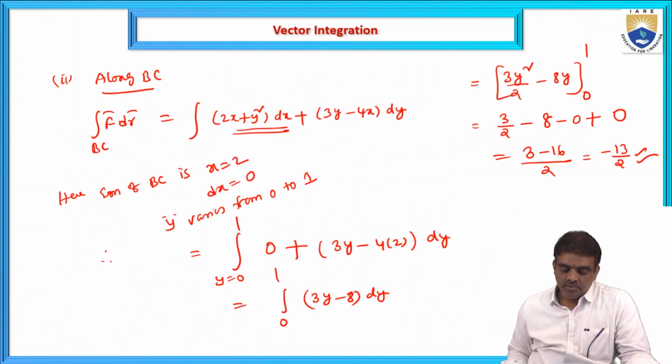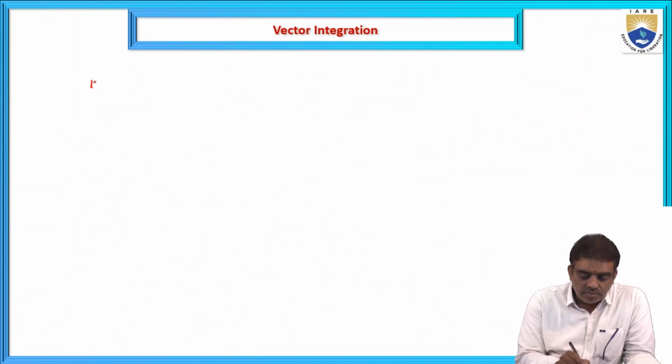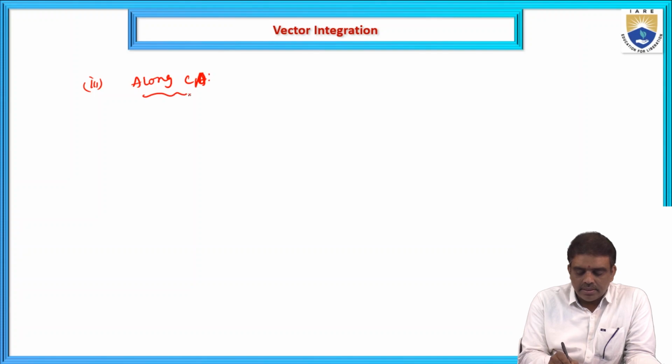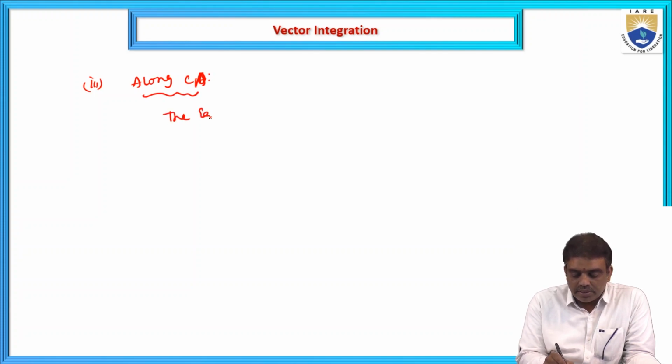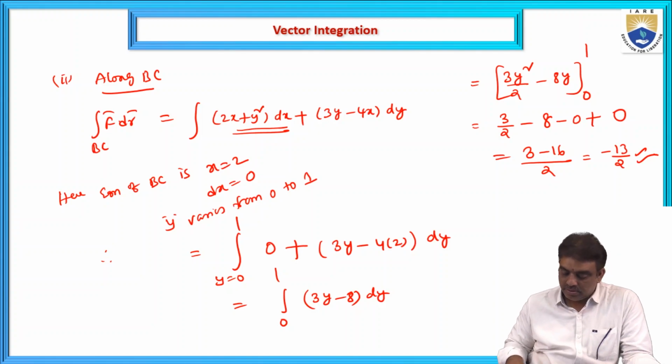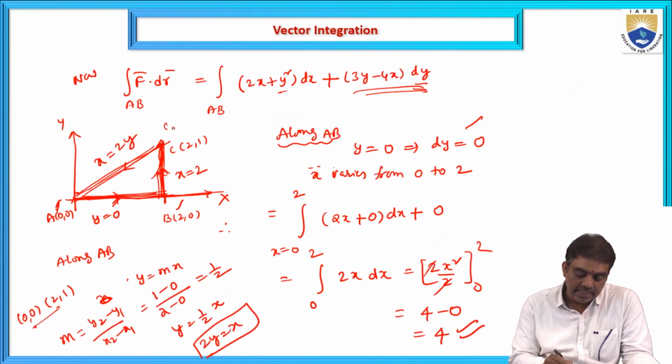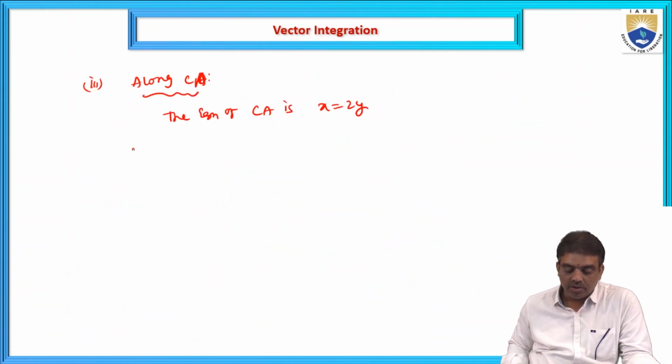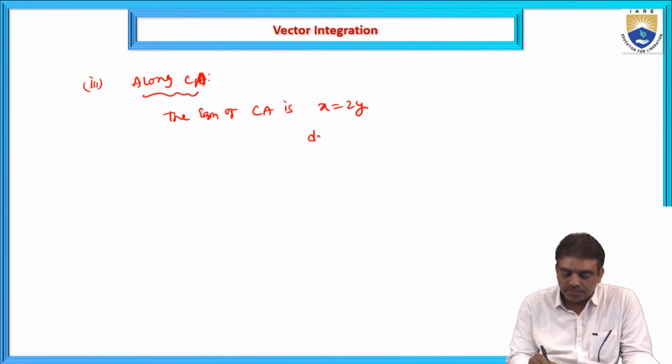Now, the third one, along CA. The equation of CA is x is equal to 2y. Then what you will get? dx is equal to 2 dy.